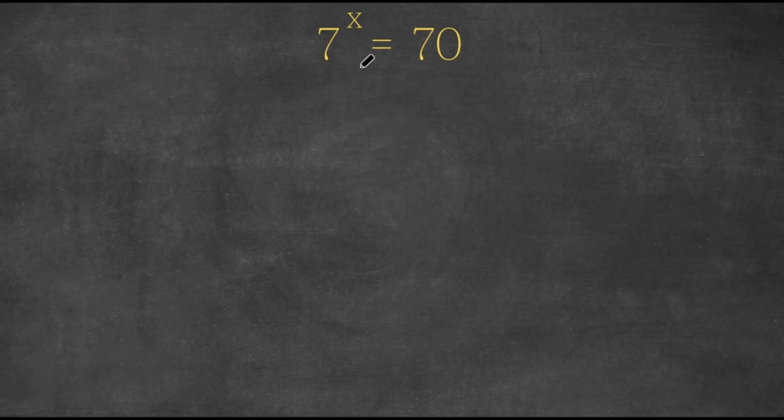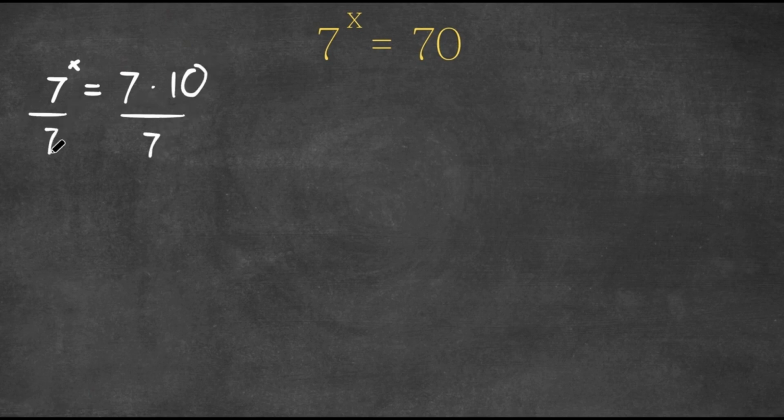In today's video, I'm going to be teaching you guys how to solve this exponential equation. So we have 7 to the power of x is equal to 70. Now we can first start by converting 70 to 7 times 10. So now we have 7 to the power of x is equal to 7 times 10. Now I'm going to divide by 7 on both sides. So now we have 7 to the power of x over 7 is equal to, these two cancel out, so simply just 10.